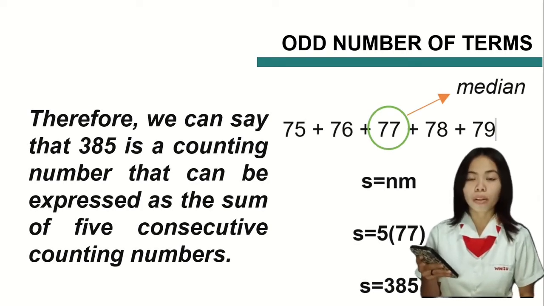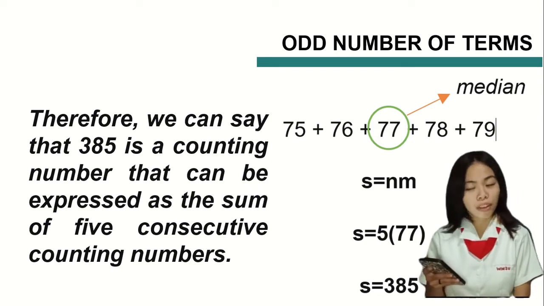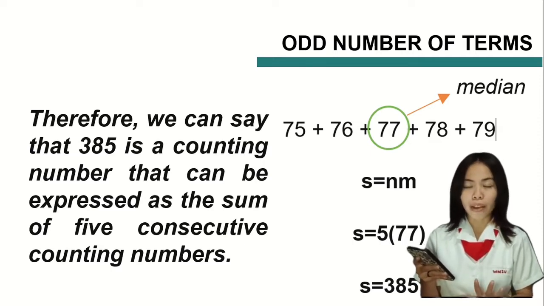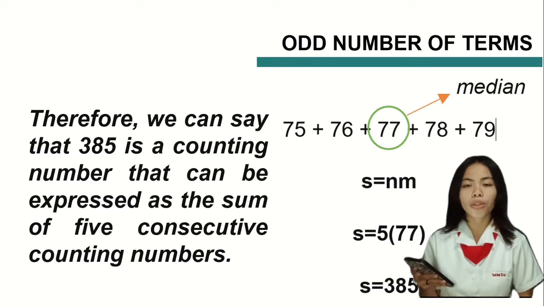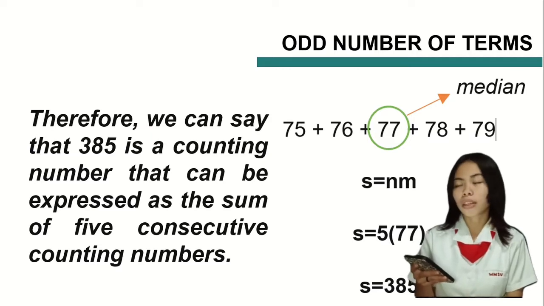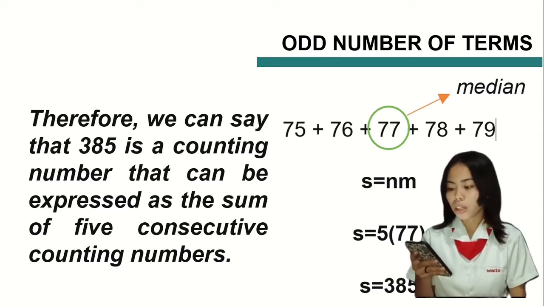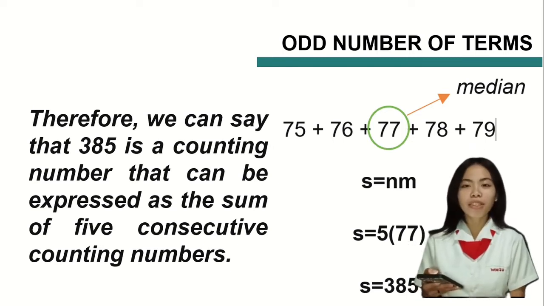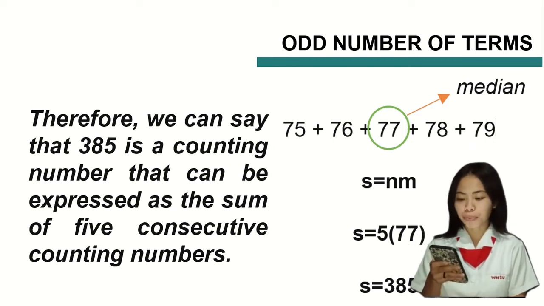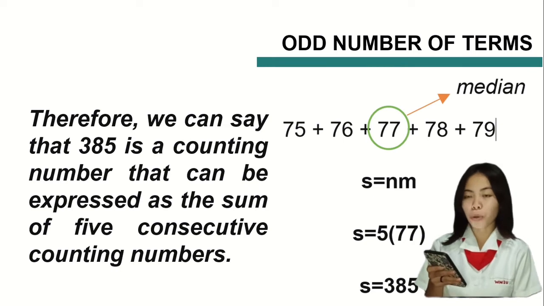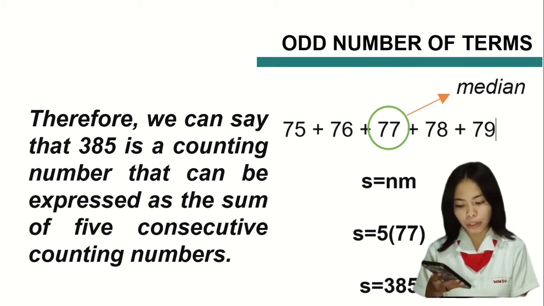For the next example, 75 plus 76 plus 77 plus 78 plus 79. The number of terms is 5, and 5 is an odd number. So we are going to use the formula again, S equals N multiplied by M. Distributing the values, 5 is the number of terms and 77 is the median because it is the middle number. We multiply, and the result is 385. Therefore, we can conclude that 385 can be expressed as the sum of 5 consecutive counting numbers.